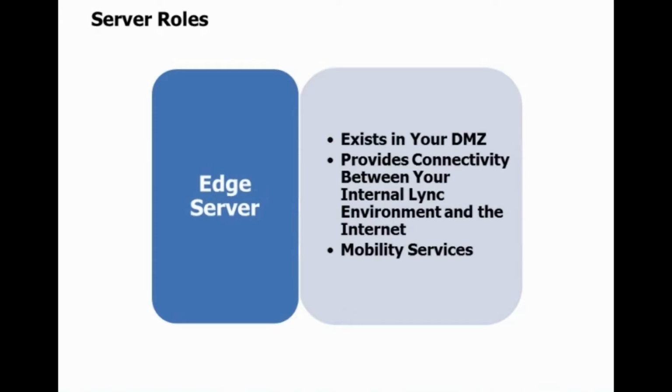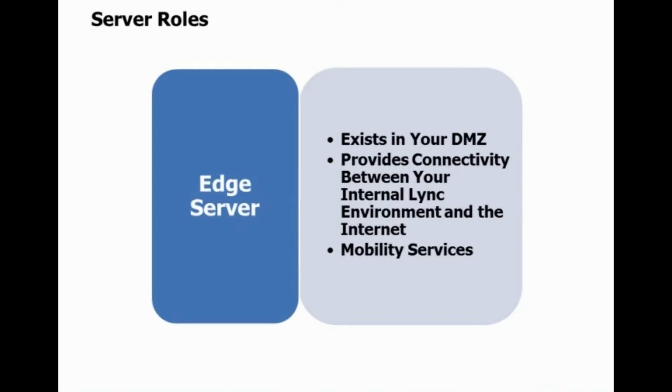Another very important role in our Lync infrastructure is called the Edge server. The Edge server exists out in your DMZ, and it's typically installed on a standalone or workgroup-based machine. The Edge server provides connectivity between your internal Lync environment and the Internet. It provides connectivity for federated partners. It also provides connectivity for public instant messaging, for integration with instant messaging providers such as AOL, Yahoo, or MSN. The Edge server also allows clients that have been invited to a conference to connect in from the Internet.